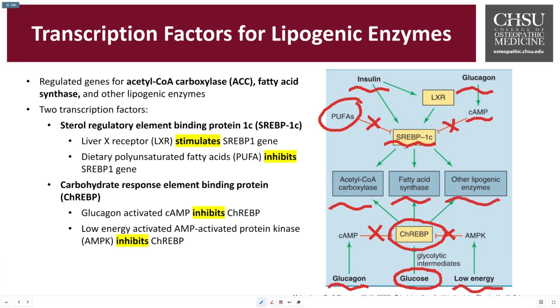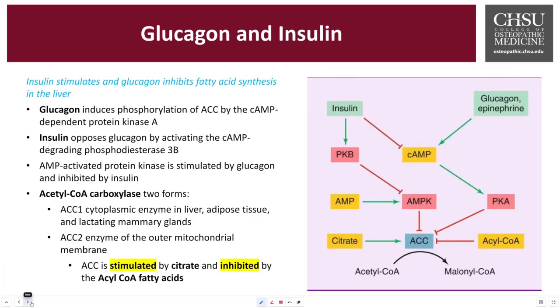Insulin and glucagon are two very important hormones involving blood glucose levels and play a really important role in regulating fatty acid synthesis inside our liver. Insulin is known to stimulate fatty acid synthesis, whereas glucagon acts to inhibit this process. Insulin promotes the synthesis of fatty acids by activating key enzymes involved in the pathway, whereas glucagon opposes the action of insulin and begins to inhibit fatty acid synthesis.